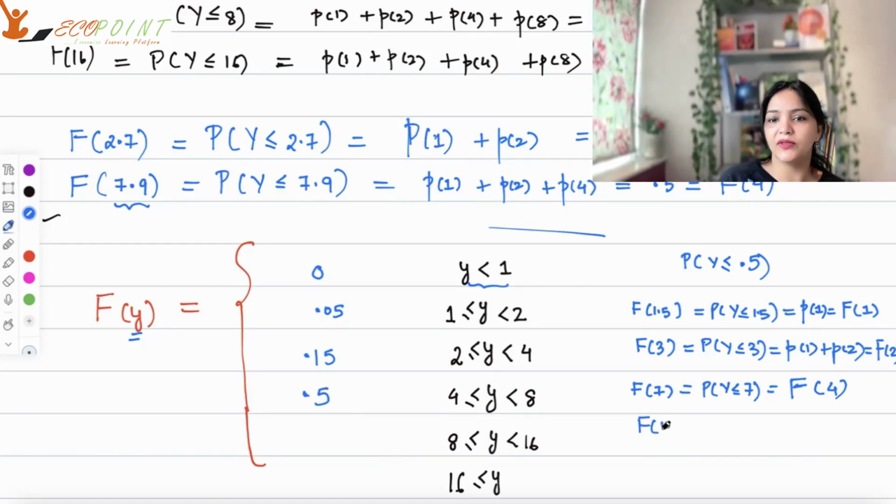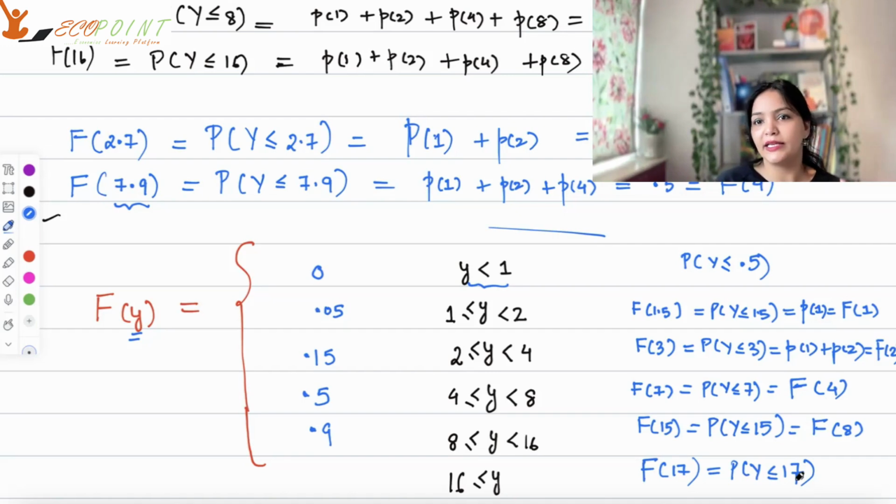Similarly, 8 to 16, say if I'm interested in F15, now I'm interested in the probability that y is less than or equal to 15. What values is y taking which are less than or equal to 15? 1, 2, 4, 8, but not 16. Just till 8. That means I'm adding up till 8, so it is the same as F8. So that turned out to be 0.9. And then y greater than or equal to 16. Let's take a value which is more than 16. Suppose I want to find out F17. That means I'm interested in y less than or equal to 17. What values is y taking which are less than or equal to 17? It's taking 1, 2, 4, 8, 16. So this will be the same as F16, because in that also I'm adding just those values, and that turns out to be 1. This is how you can divide your domain into subdomains and correspondingly write down the probabilities, the cumulative probabilities, the CDF.